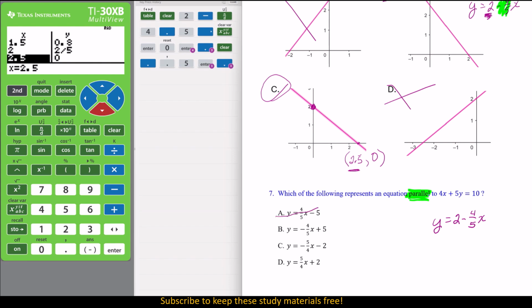Well, A won't work because the slope is positive. B, I like because it's the same slope and they've changed that B value. I don't like C because they've used the reciprocals here on the slope fractions. And I don't like D because it's not even negative and it's a reciprocal. So there you go. B verified.